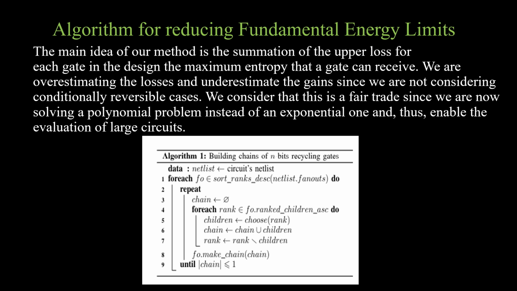Next is the algorithm for reducing fundamental energy limits. The main idea of our method is the summation of the upper loss for each gate in the design, the maximum entropy that a gate can receive. We are overestimating the losses and underestimating the gains since we are not considering conditional reversible cases. We consider this a fair trade since we are now solving a polynomial problem instead of an exponential one, and this enables the evolution of larger circuits.